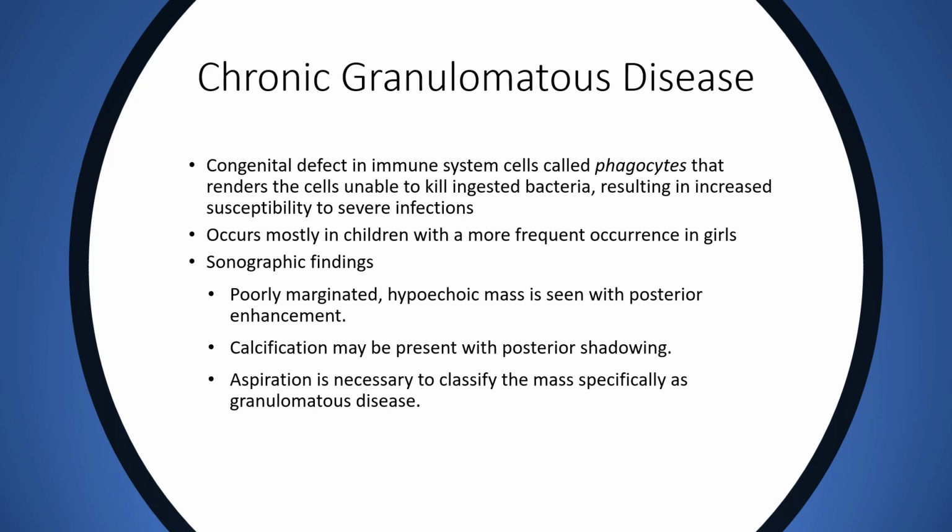And what you're going to see are poorly marginated hypoechoic masses with posterior acoustic enhancement. So you might see it's going to look very similar possibly to a pyogenic abscess, but you're not going to be able to make out nice clear borders. Okay, they're going to be sort of fuzzy. If you get calcifications in there, you're going to see posterior shadowing with those calcifications. And typically, we can't say for sure that this is granulomatous disease unless there's aspiration of the mass.